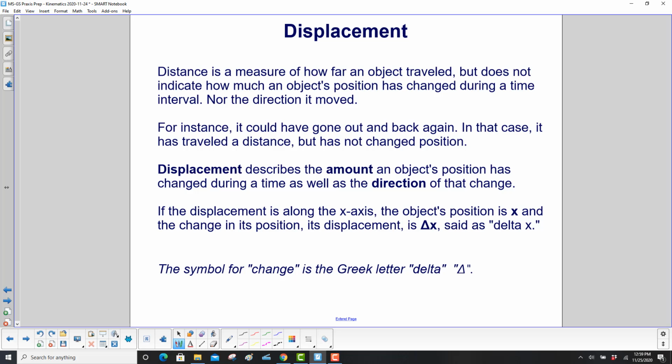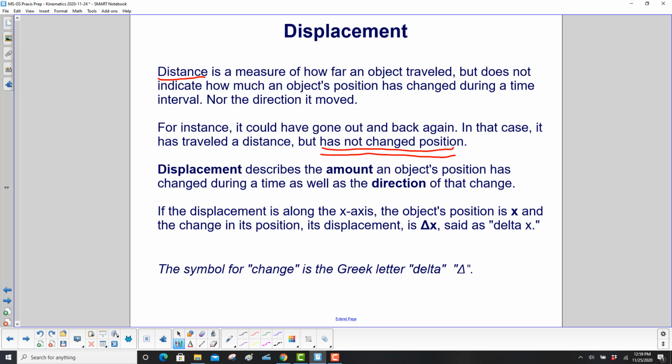Displacement. We've covered distance. Distance is a measure of how far an object traveled, but does not indicate how much of an object's position has changed during a time interval, nor what direction that it moved. For instance, it could have gone out and come back again. In that case, it has traveled a distance, but it has not changed its position. The final position equals the initial position.